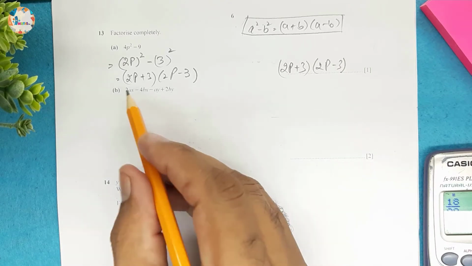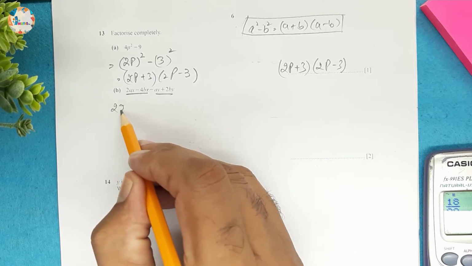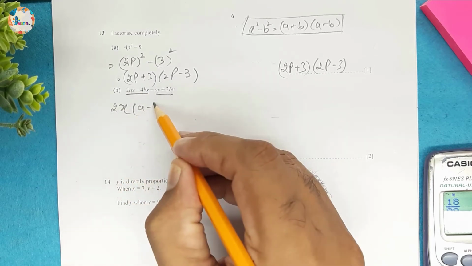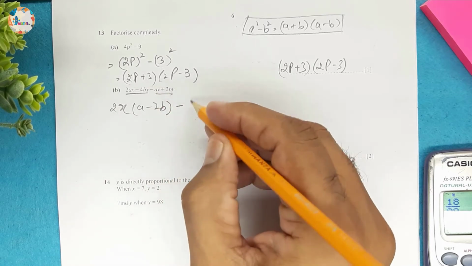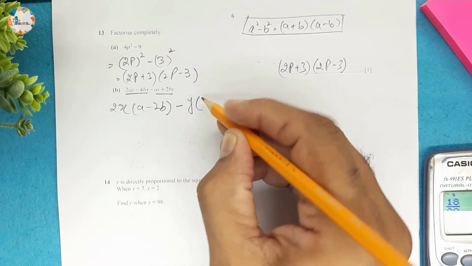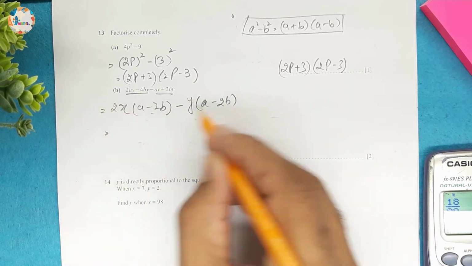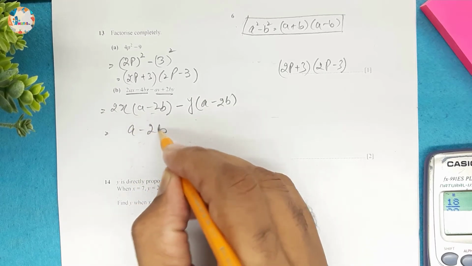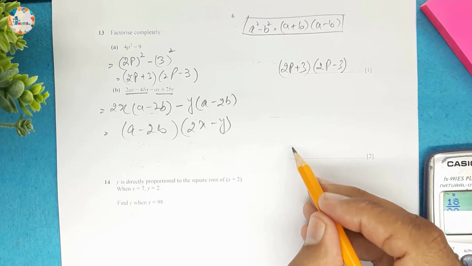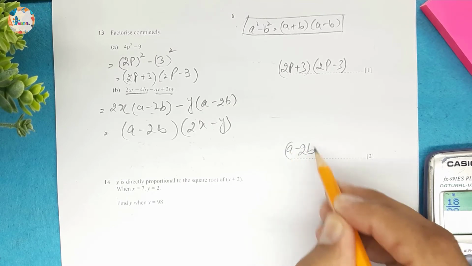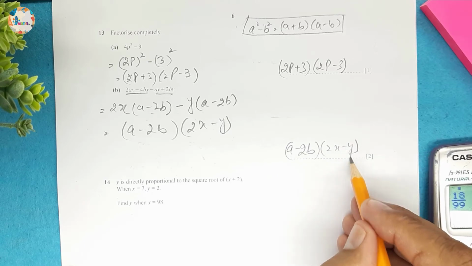Now for the b part, we can take common factors from here. We can take 2x common, so it will be a minus 2b, and from here we can take minus y common, so it will be a minus 2b. So next step, we can combine these two: a minus 2b, and this will be 2x minus y. This will be the final answer, a minus 2b and 2x minus y. So this is done.